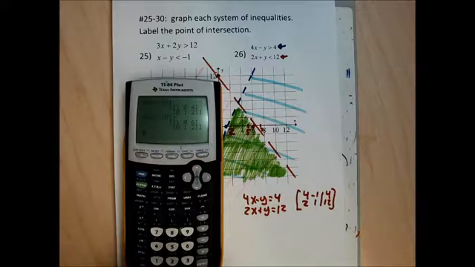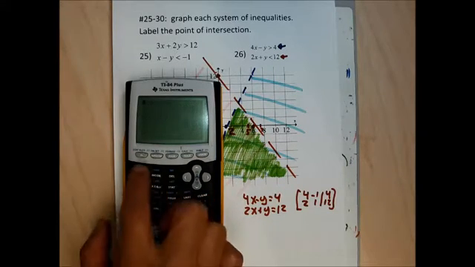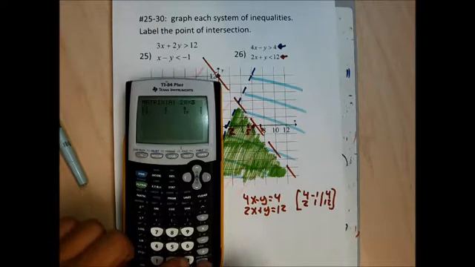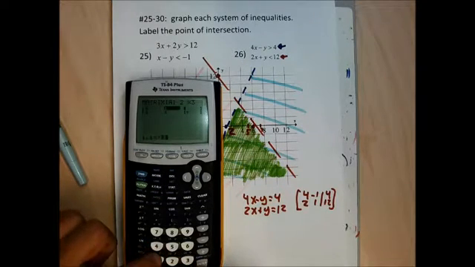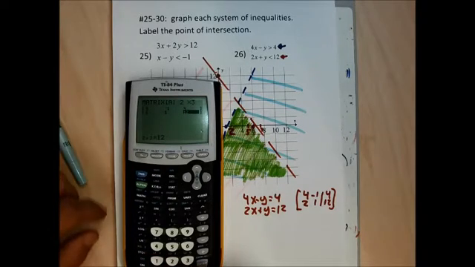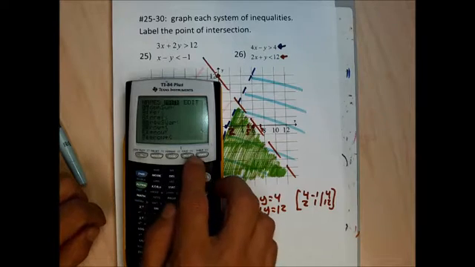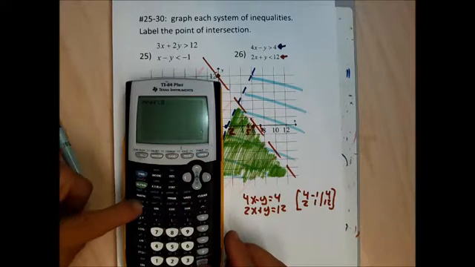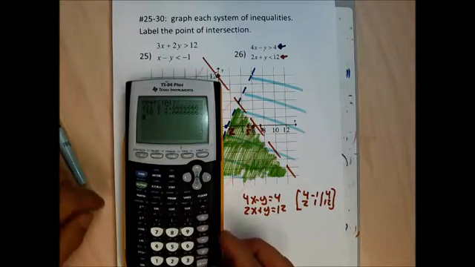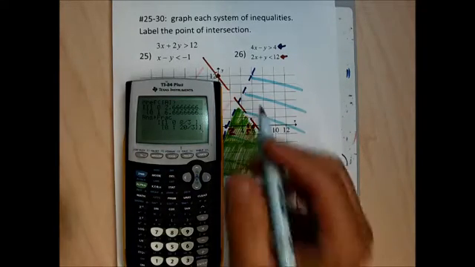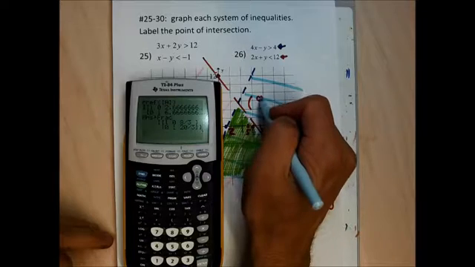I don't want to do any algebra to get that point of intersection, so I'm going to go second matrix, edit, make a 2 by 3 matrix. Hopefully you're pretty competent at doing these matrices by now. Enter the matrix, second quit, and then matrix math, RREF, matrix names, enter, enter. That point of intersection is 8/3, 20/3.